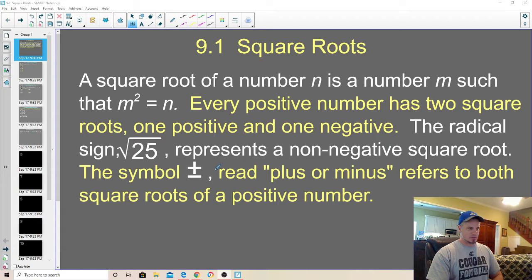Plus or minus. This sign is probably new to you, the plus and minus sign. That means when you're writing an answer and you have two answers, the positive and the negative, you can just write it as plus or minus. For instance, if my answer is positive 4, negative 4, I can write it as plus or minus 4, and that's how that's read. And you'll see that here in a second.